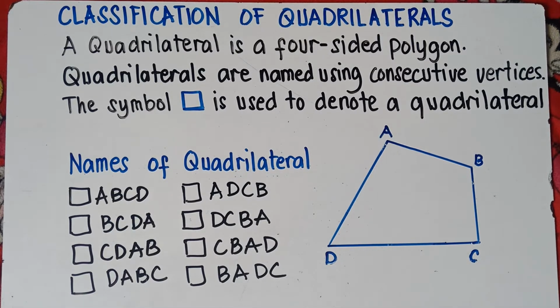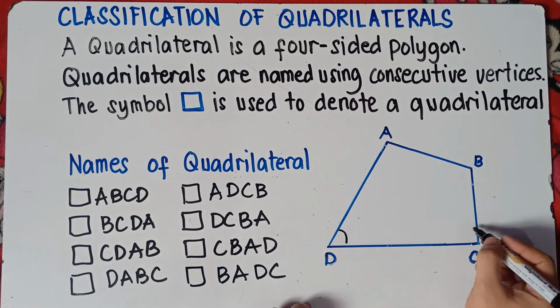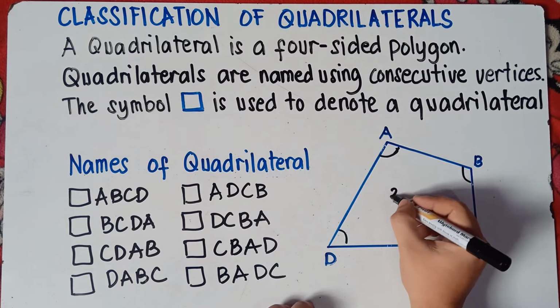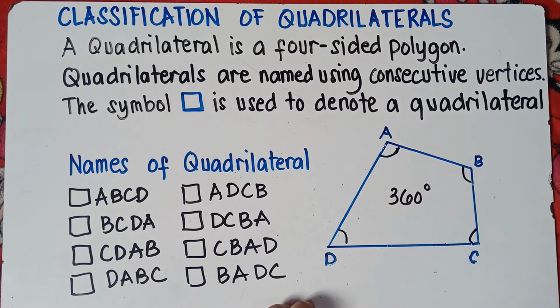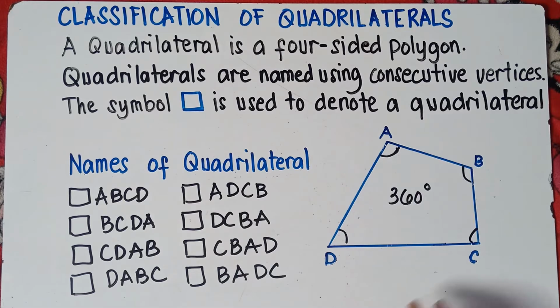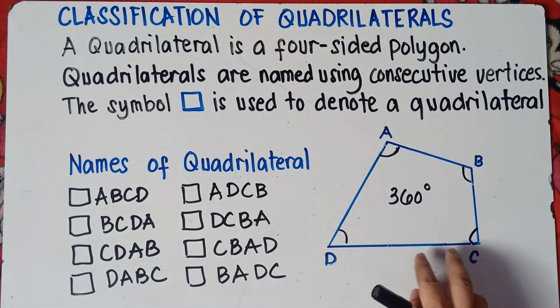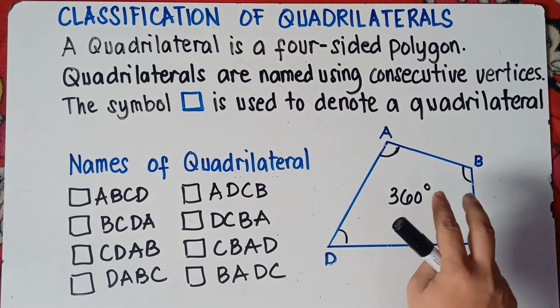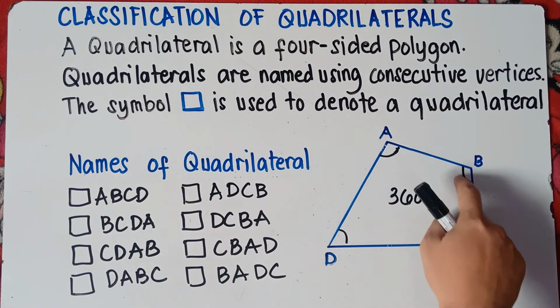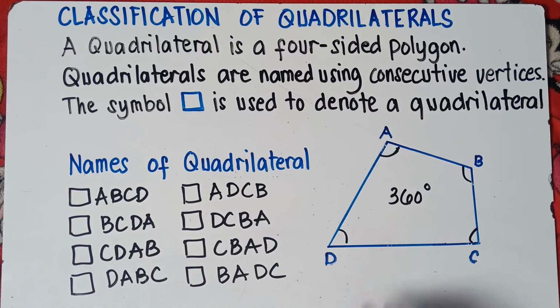Now, you need to remember, class, that in a quadrilateral, the sum of all interior angles should be 360 degrees. Once again, in all of the quadrilaterals, the sum of interior angles should be 360 degrees. The sum of all of these 4 angles should be 360 degrees.